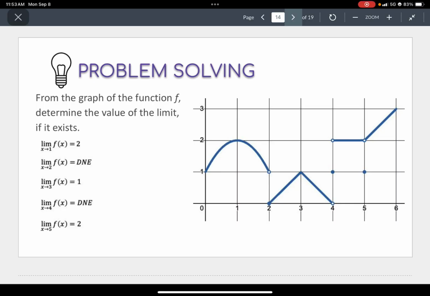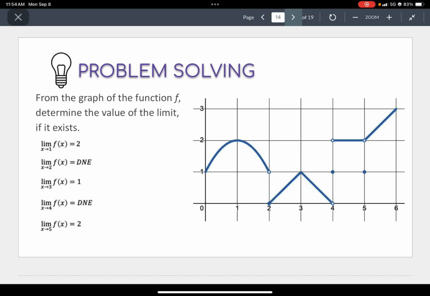At 4, approaching 4 from the left, we see that the function values are going from 1 and they're approaching 0. Coming from the right, we see that the function values are at a steady 2 the whole way. So from the left, we're approaching 0. From the right, the function values are approaching 2. Because those are two different values, the limit does not exist.